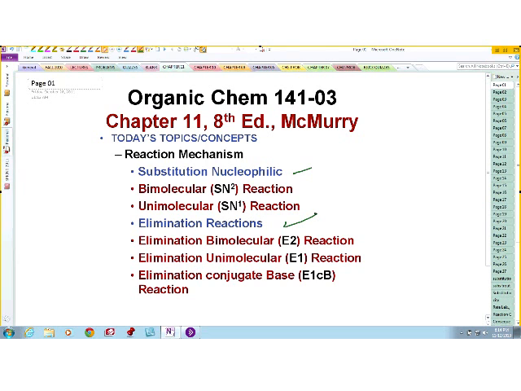Okay, so let us start our discussion on chapter 11. As you can see here, we are going to discuss our substitution nucleophilic reactions, the mechanism of these reactions, and also elimination reactions. We have two types of substitution reactions: the bimolecular SN2 reaction, and then the unimolecular SN1 reaction. And with regard to the elimination reactions, we have the E2 reaction, E1 reaction, and finally E1CB reaction. So all of these we are going to discuss today.